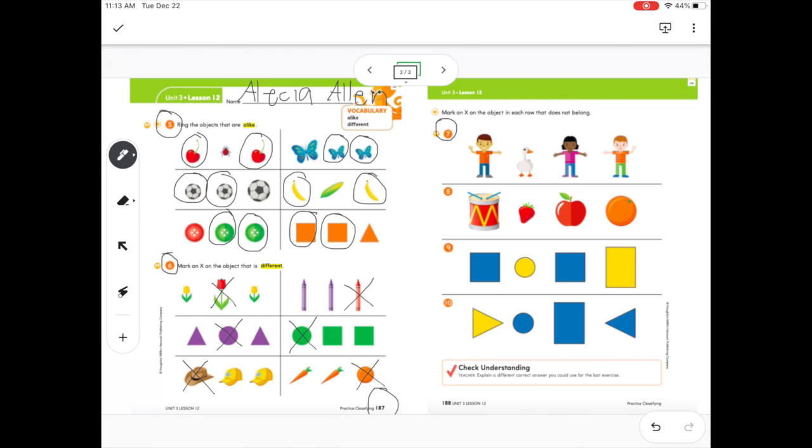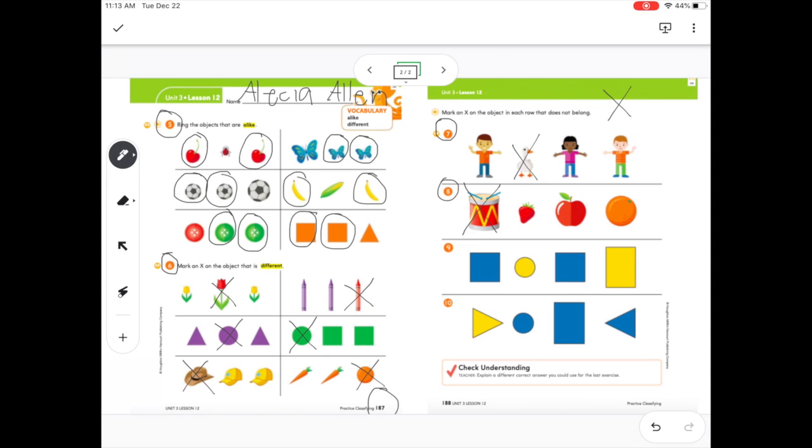You are putting an X on top of the one thing in that row that does not belong, the thing that is different from all the other things. I think it's the goose. All right, move on to row number 8. Which thing is different? Put an X on the thing that is different.